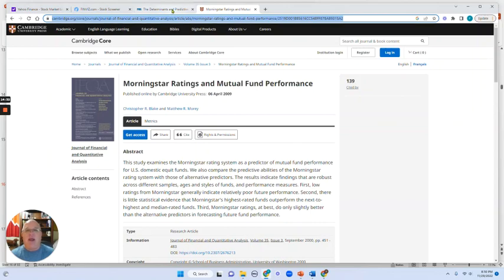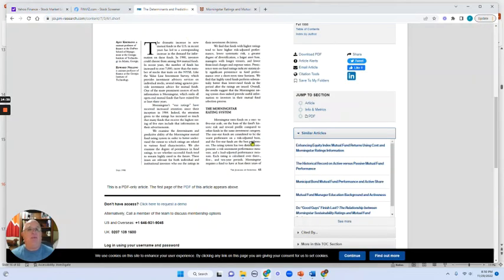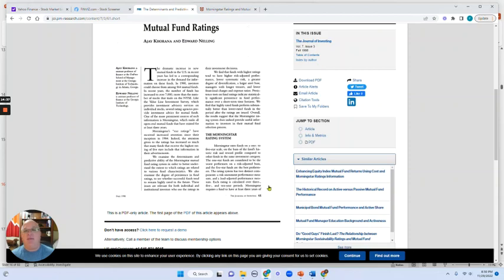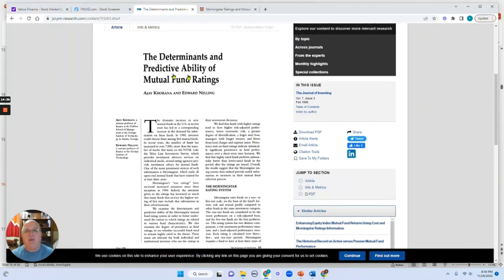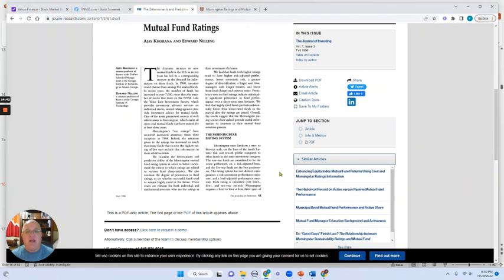On the other hand, here's another paper. It was written a little longer time period ago, but it talks about the determinants and predictability of mutual fund ratings. And basically, we find that higher ratings tend to have higher risk-adjusted performance, lower systematic risk, a greater degree of diversification, larger asset base, managers with longer tenures. That's something I actually look at when I look at mutual funds to invest my money and my clients' money in as well. Lower front-end charges. That's a common theme in investing out there.